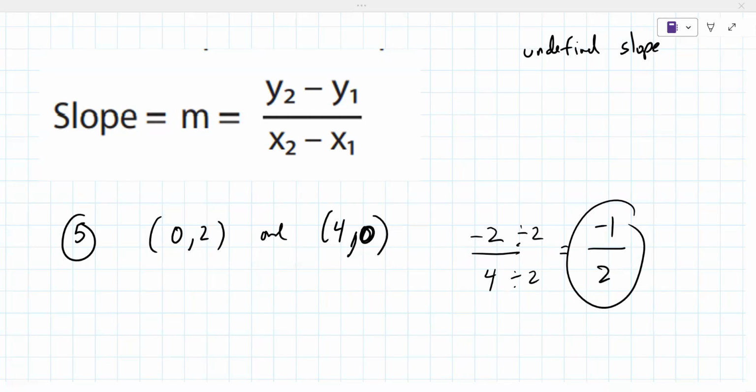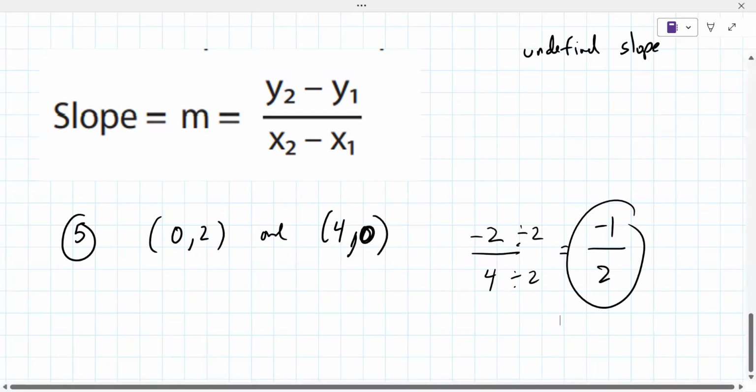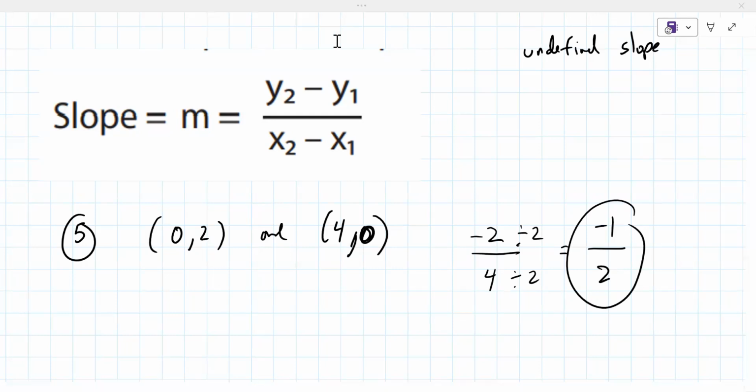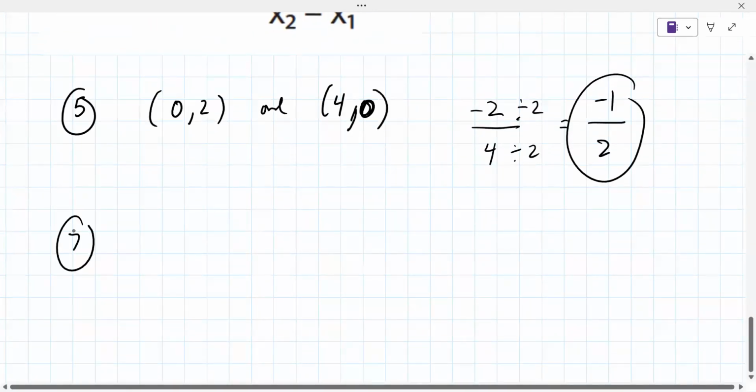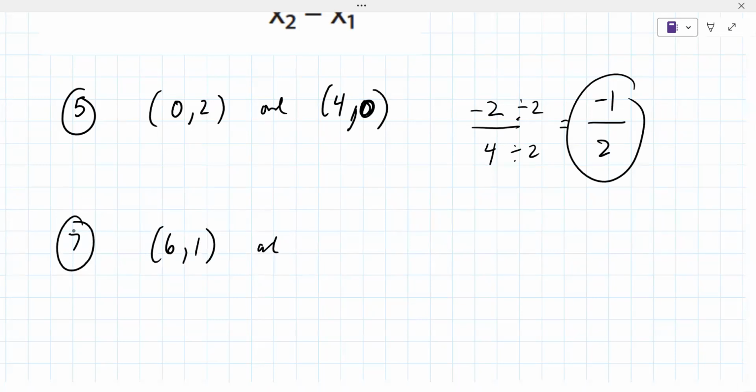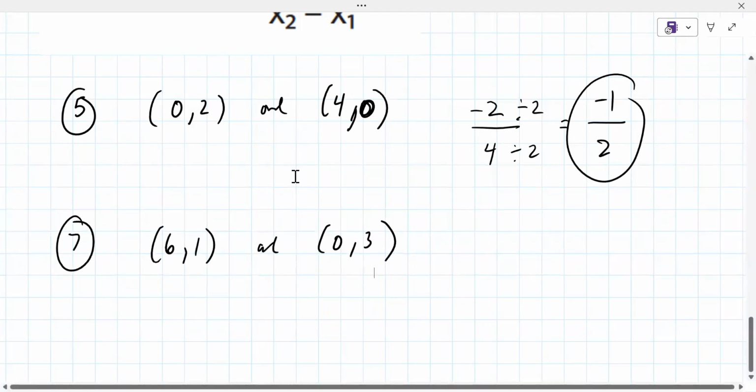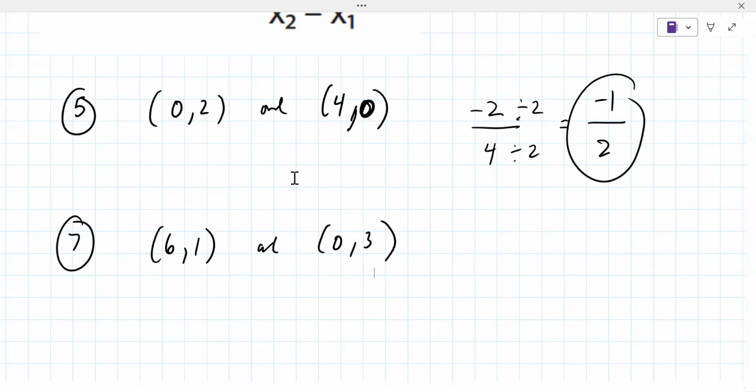All right, so next one on your book there that we could work on here is let's just do 7. 7's a good one. 6, 1 and 0, 3. So let me know if you need the slope formula again, but go ahead and work that out for me, please.